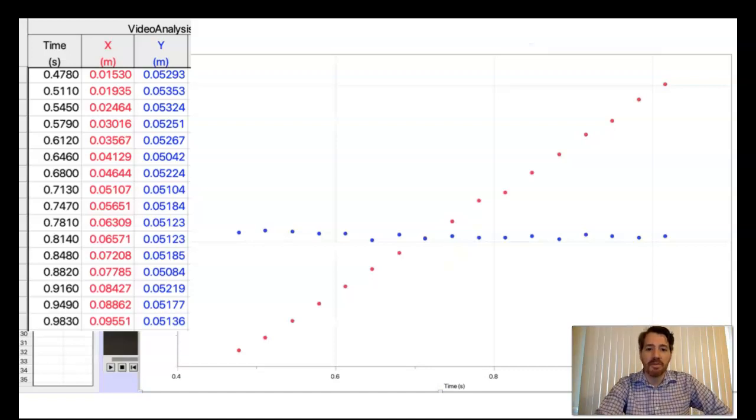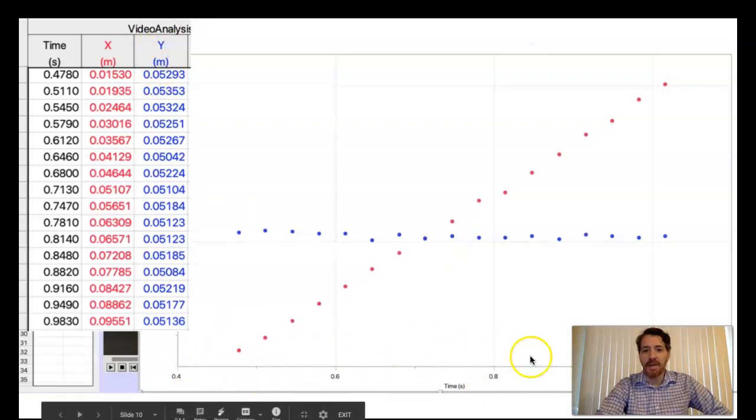Notice there's a series of red dots corresponding to the red values over here, that's the X position. And then there's a series of blue dots that corresponds to the position in the Y. That's because my axis down here is time.